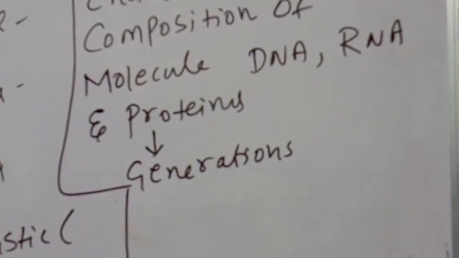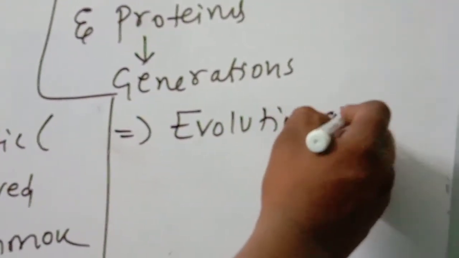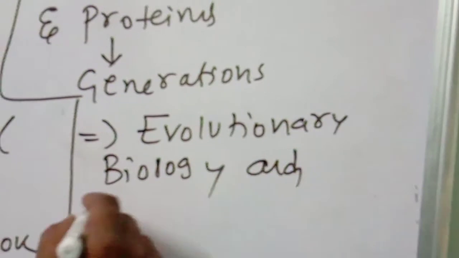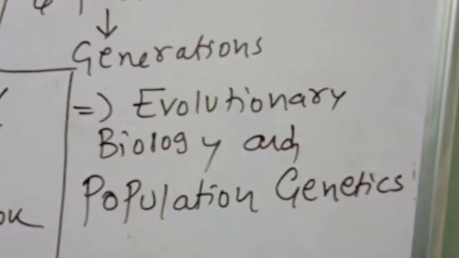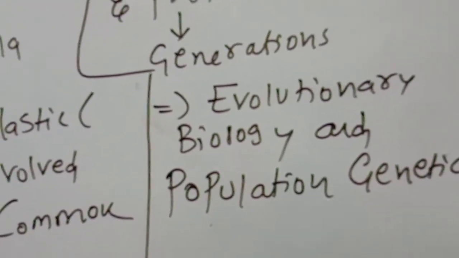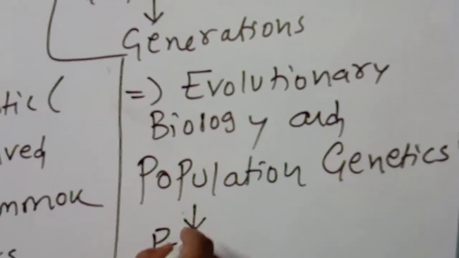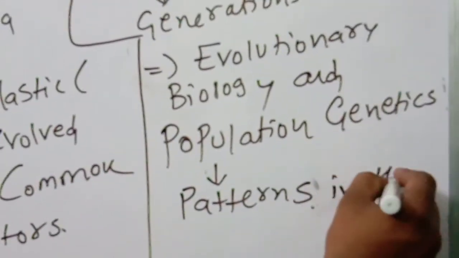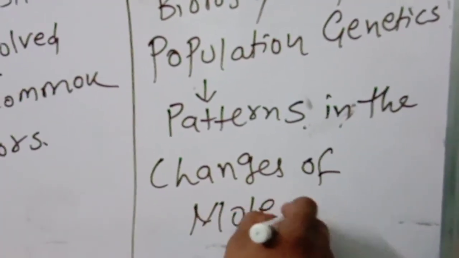This is the principle of evolutionary biology and population genetics. The frequency changes: DNA, RNA, proteins, the frequency or the sequences will change from generation to generation. So population genetics explains patterns in the changes of molecules. These are the things you have to remember.